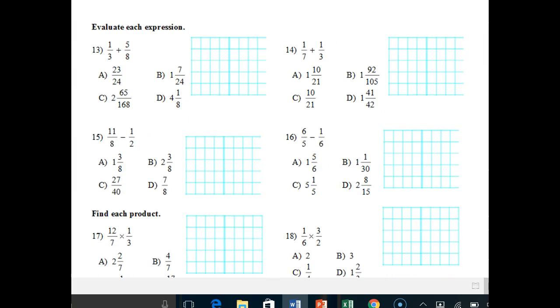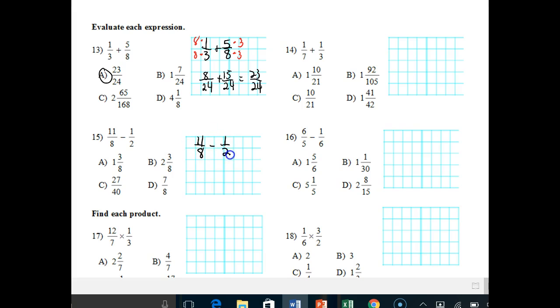Adding fractions, remember we need to find common denominators. So here we'll say 1/3 plus 5/8, and we'll say times 8 times 8 times 3 times 3. So now we get 8 over 24 plus 15 over 24. Add those up, we get 23 over 24. So A.